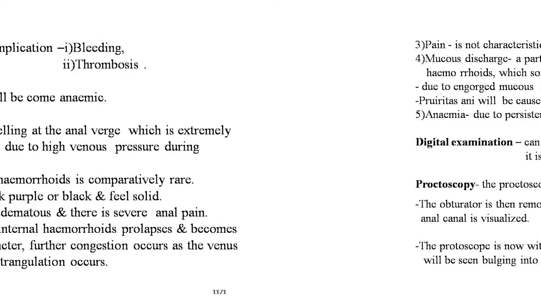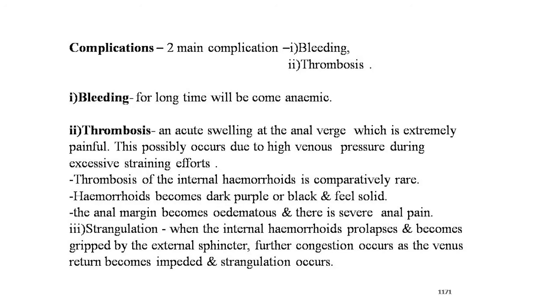Now the complications. The 2 main complications are bleeding and thrombosis of the hemorrhoids. Bleeding for a long time will become anemia, and the second is thrombosis, an acute swelling at the anal verge which is extremely painful. Thrombosis of the internal hemorrhoids is comparatively rare. Hemorrhoids become dark purple or black and feel solid. The anal margin becomes edematous and there is a severe anal pain.